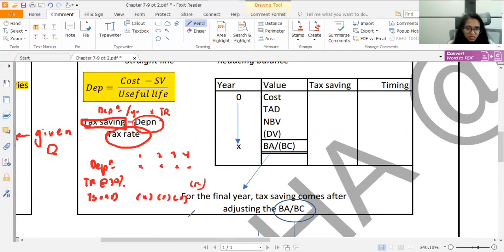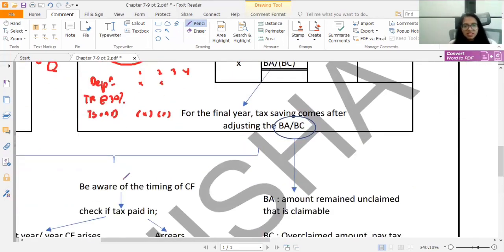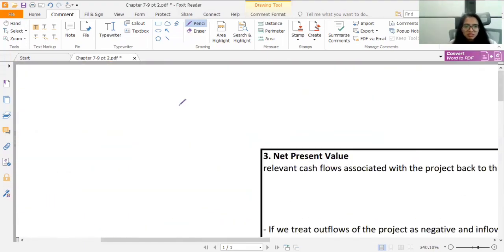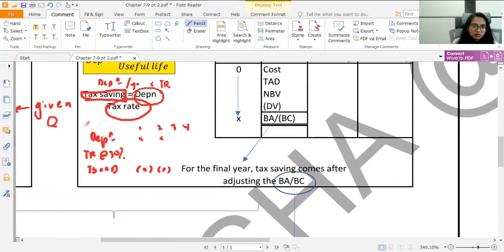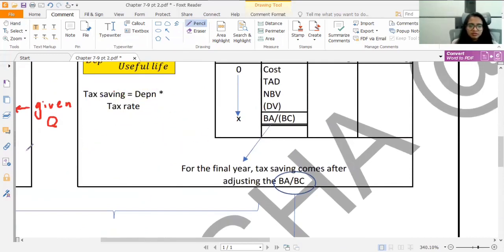I put it up here in case. So just be very careful of that. When you calculate tax saving on straight line depreciation, maybe you want to write that down somewhere. Let me erase all this, sorry guys, and then I will write it for you.